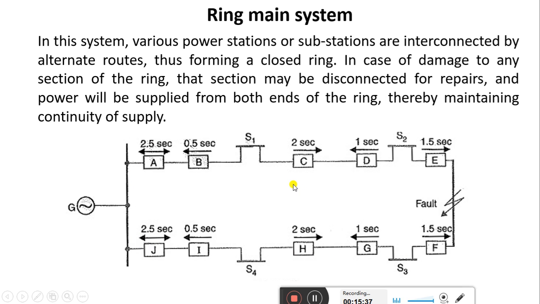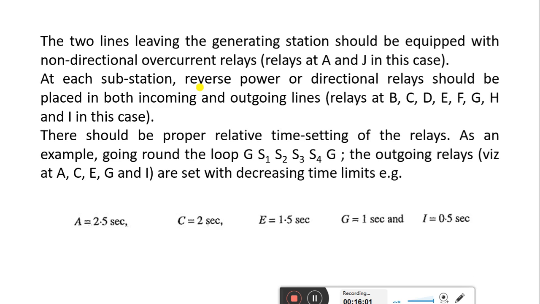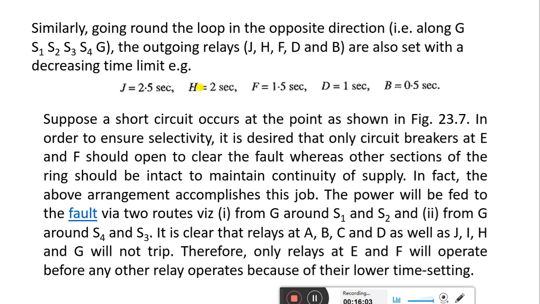So this is the advantage of the ring main system, that all substations are interconnected together to form a ring, and only the particular feeder or section which is faulty will be disconnected from this ring. The rest of the other loads will remain healthy from these substations. So let us see what has been told next.